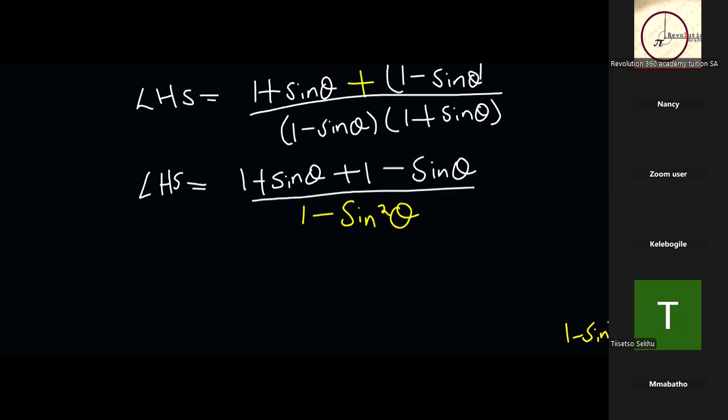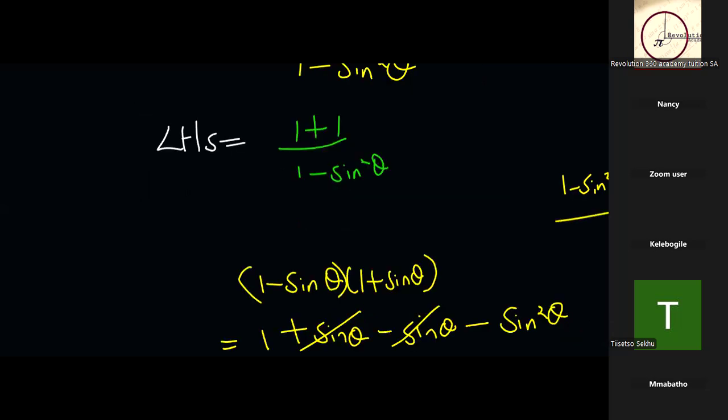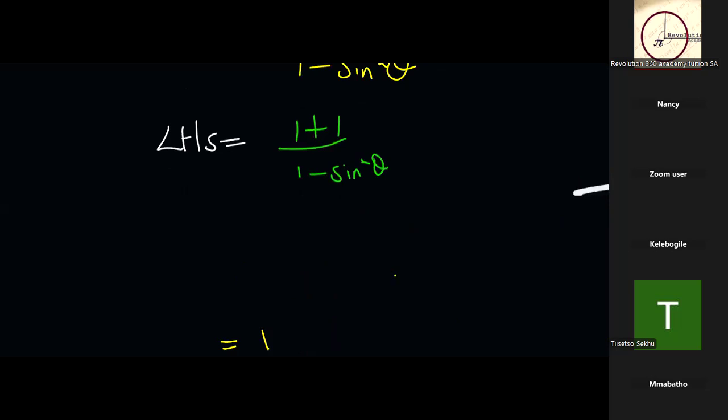So when you arrive here, look at the numerator part, they cancel. Positive sin theta minus sin theta, they cancel. Then you're left with 1 plus 1, 1 plus 1 all over 1 minus sin squared theta. So now I'm just going to erase here since now you understand. And then what you're going to do, you say left hand side is equal to, you add 1 plus 1 is 2.